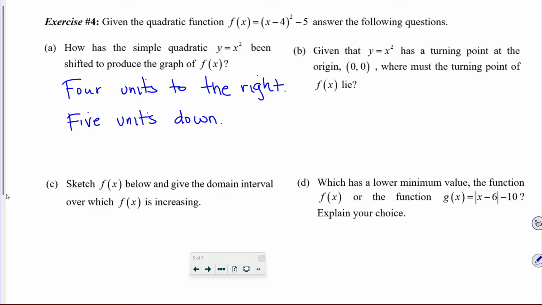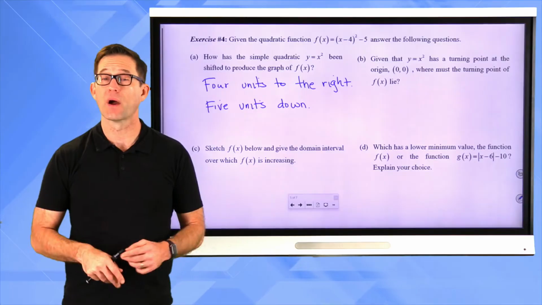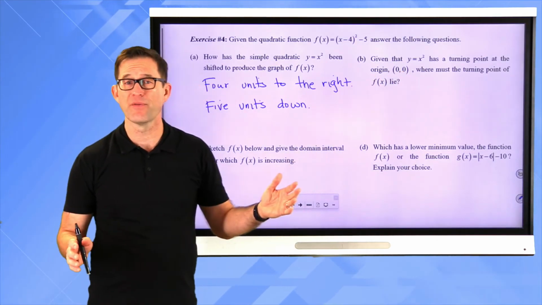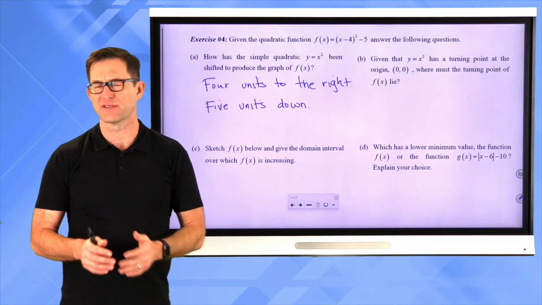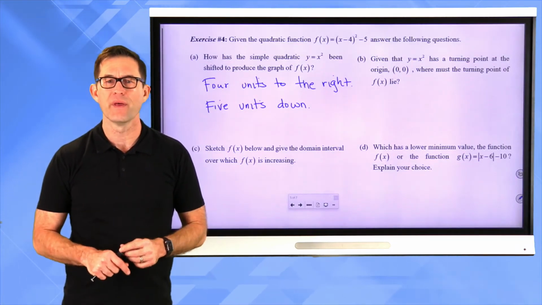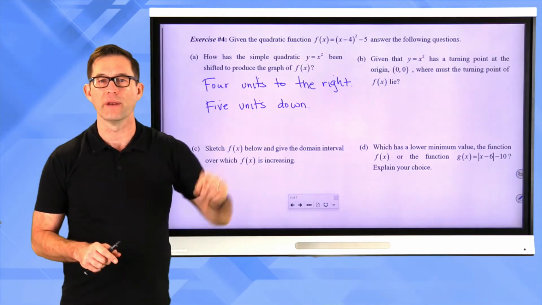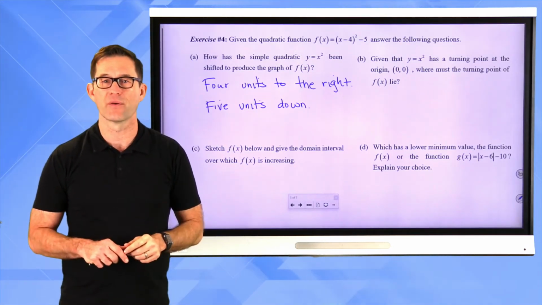All right, letter B. Given y equals x squared has a turning point at the origin, 0, 0, where must the turning point of f of x lie? All right, so yet again, y equals x squared is a parent function. It's a very simple function, right? Opens upward, has a turning point right at 0, 0. Now, where will our new function have a turning point? Pause the video now and try to figure that out.